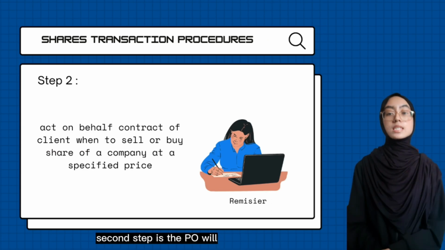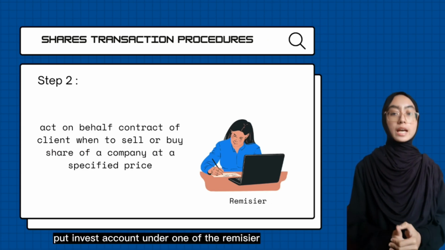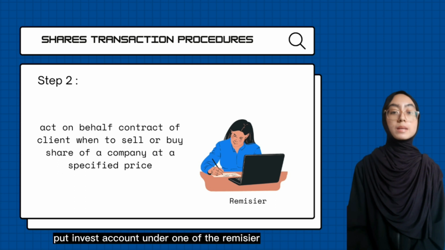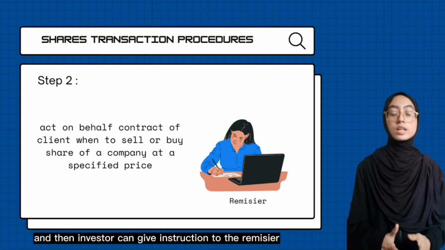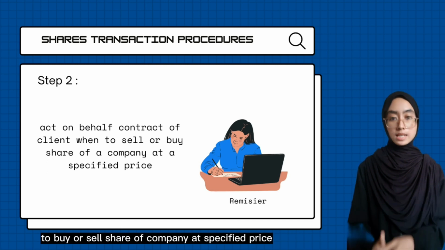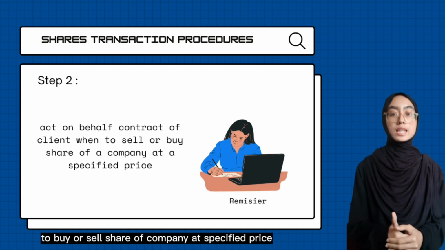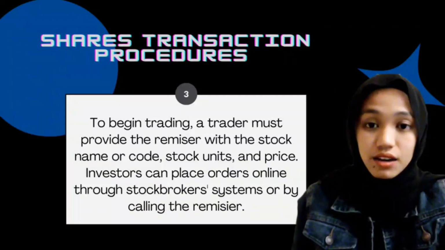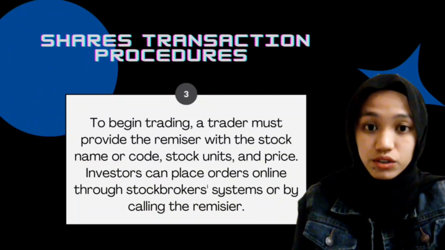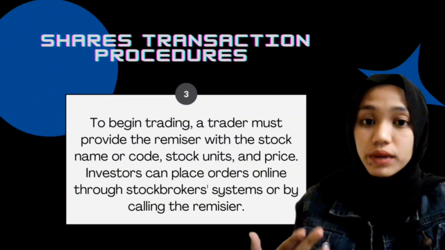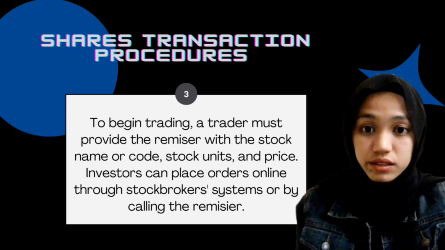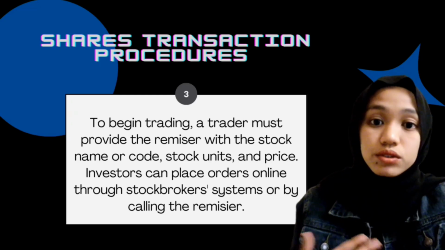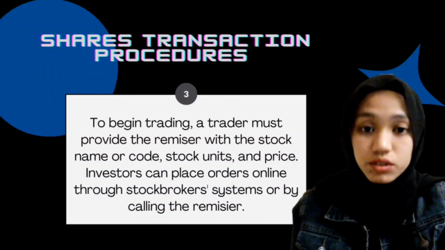Second step is the PO will put the investor account under one of their remisiers, and then the investor can give instruction to their remisier to buy or sell shares of a company at a specified price. For step 3, at the PO, your orders are placed into the automated trading system, ATS, or by calling the remisier. The trading engine of Bursa Malaysia will then receive the order.